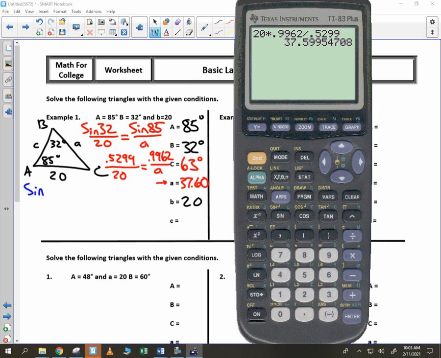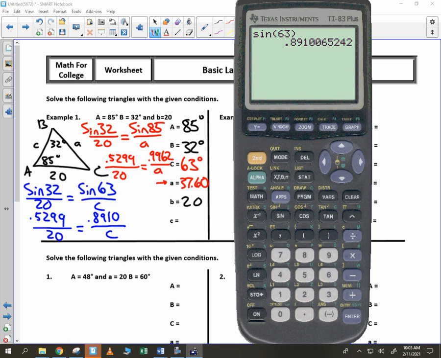Sine of 32 divided by 20 is equal to sine of what? What do I choose now? 63 divided by C. And I'm going to go ahead and make those into decimals. So I'll do sine of 32. We already know that one. That was 0.5299 divided by 20 was equal to, and I'll do sine of 63. Sine of 63 is 0.8910 divided by C. I'm going to cross multiply. 20 times 0.8910, and I'll divide that by 0.5299. And I get 33.63.